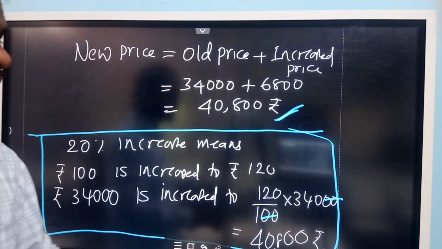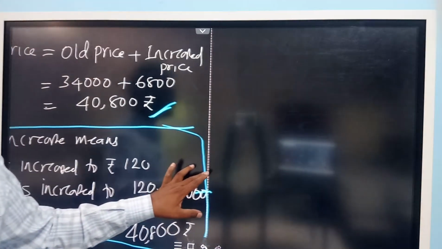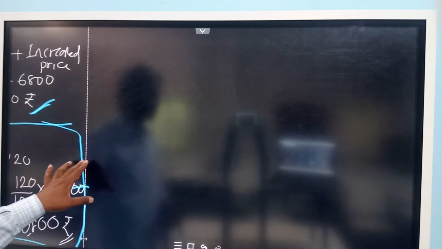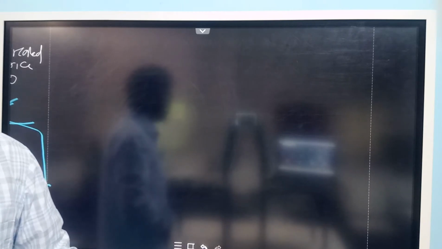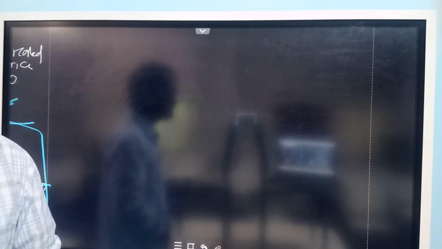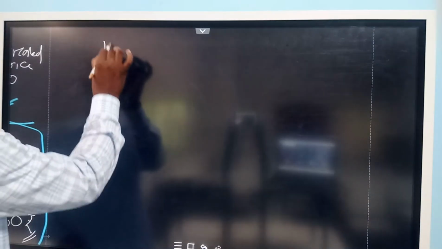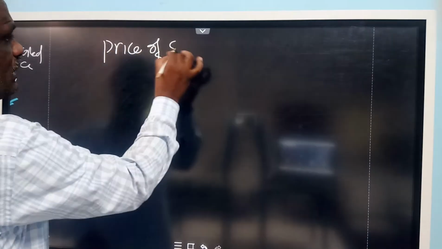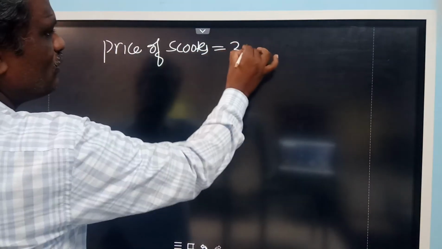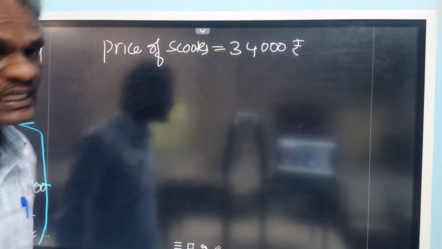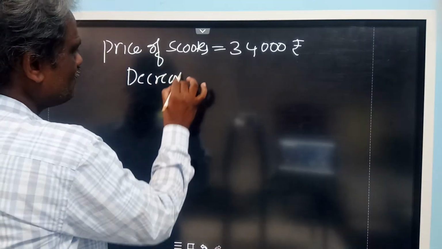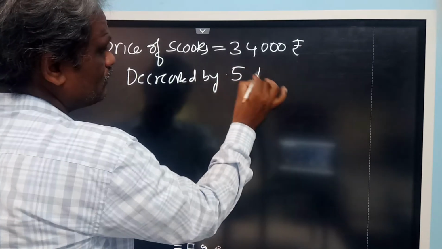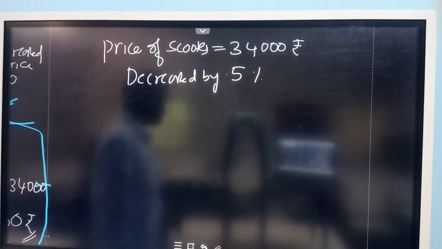See now, increase in price or decrease in price. Decrease in price sometimes they give to attract the customers. See, there is a discount or decrease in sale of 5%. If they give 5% decrease in the sale, then what is the amount that they have to pay? Price of scooter is 34,000 rupees. To attract the customers, suppose they decrease by 5%. So what is the new price? Now you have to calculate the new price.